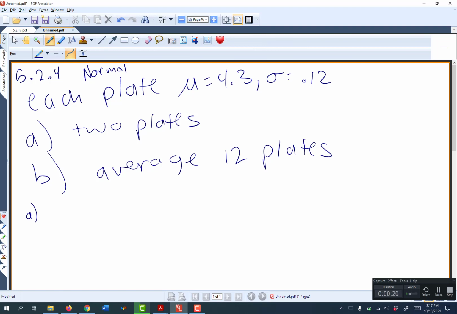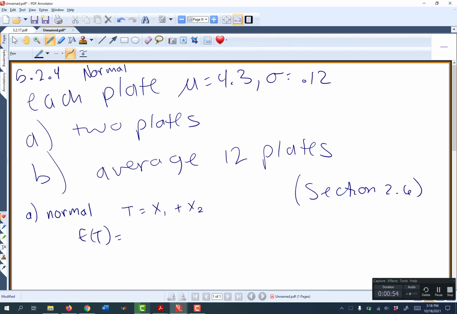So if you want to look at the distribution for, say, two plates stacked on top of each other, well, first thing, if you add two random variables, it will still be normal. So we know it'll be normal. Then if I add two plates, let's make up a new variable. You can make up anything you want. I'll say T for total. If I take one plate X1 and add a second plate X2, that's how I'm going to get my total thickness.